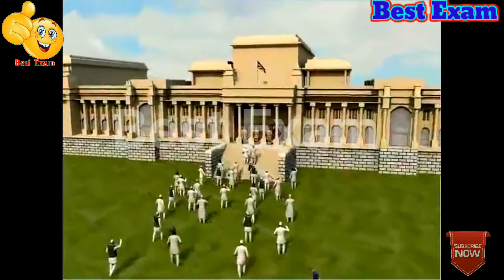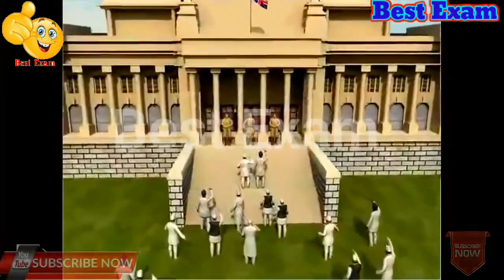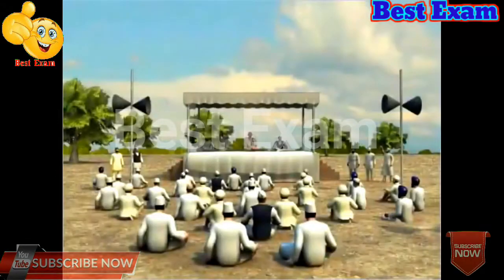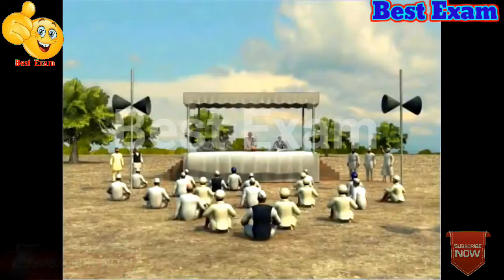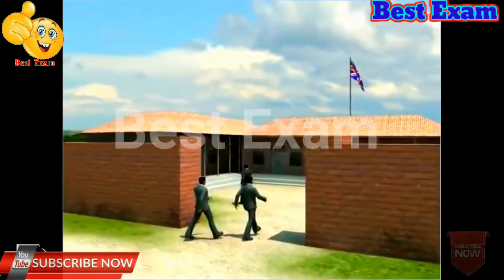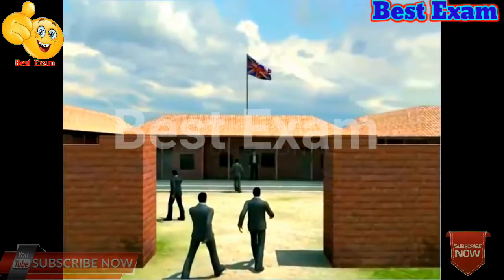Although the movement managed to unite various sections of society to fight against the British rule, the movement started dying out because the Congress was unable to provide alternative institutions, and people were forced to return to their government jobs and services.